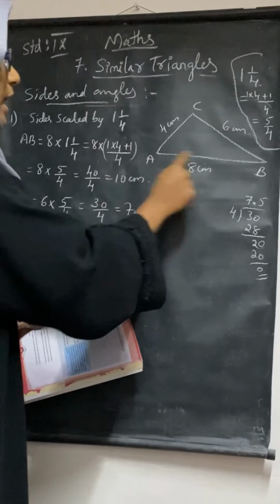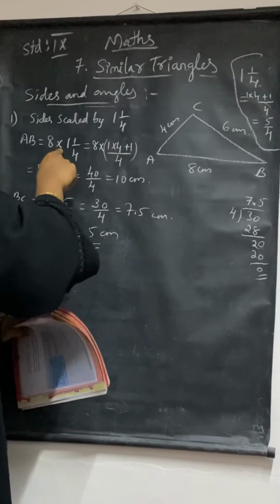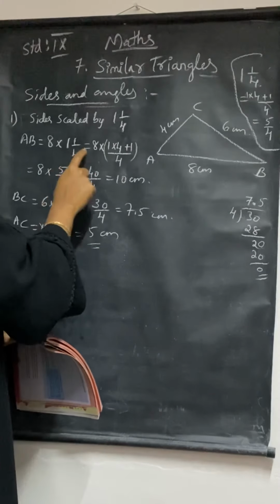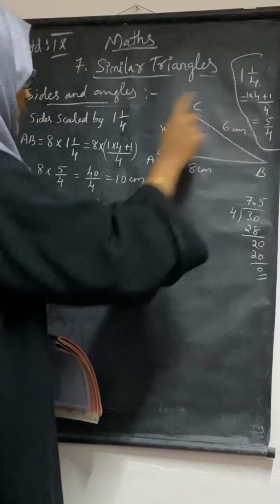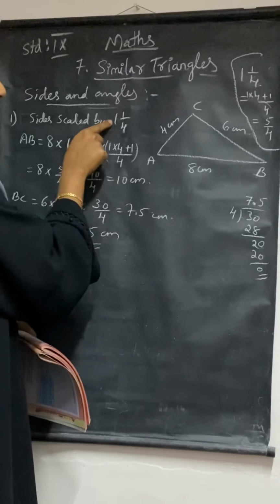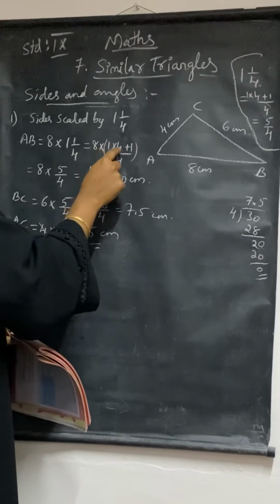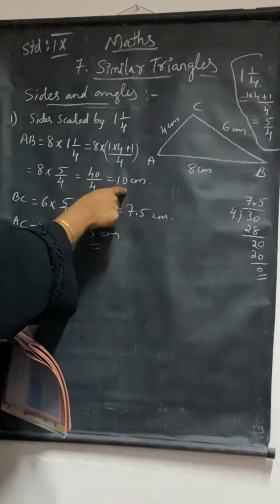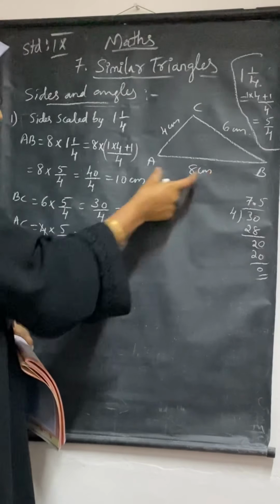So AB is equal to side scaled by 1 by 4. AB is equal to 8 into the scale, how much? 1 by 4. So 8 into 1 by 4, how to write? 1 into 4 plus 1 by 4. So 8 into 4 ones are 4 plus 1, 5 by 4. You will get 8 fives are 40, 40 by 4, 10 centimeter. So AB is 10 centimeter you have to take. Instead of 8, you have to take 10.